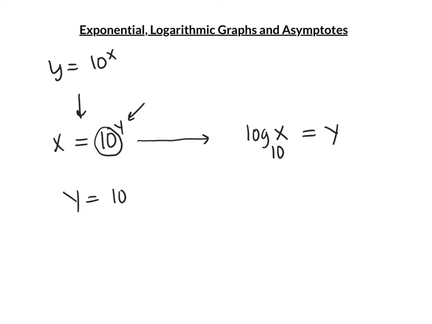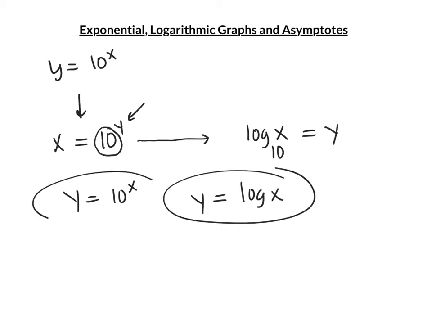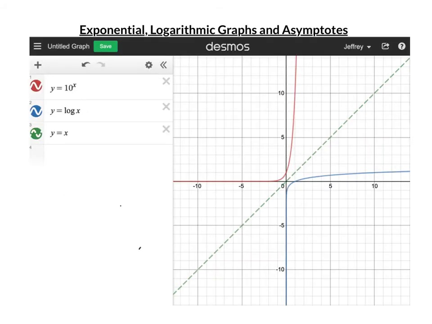y equals 10 to the x, and y equals the log of x, and I don't need to put 10 because I know with no base it's automatically base 10. These two are inverses of each other. Now let's take a look at the graphs. Here is the graph of y equals 10 to the x, an exponential graph. And this is the graph of y equals the log base 10 of x. Notice how they're inverses of each other? They are reflections through the line y equals x.